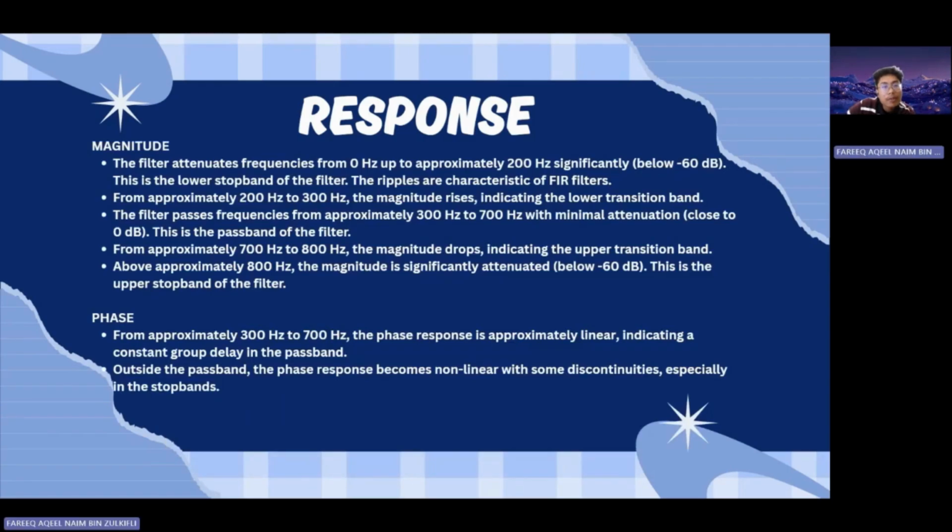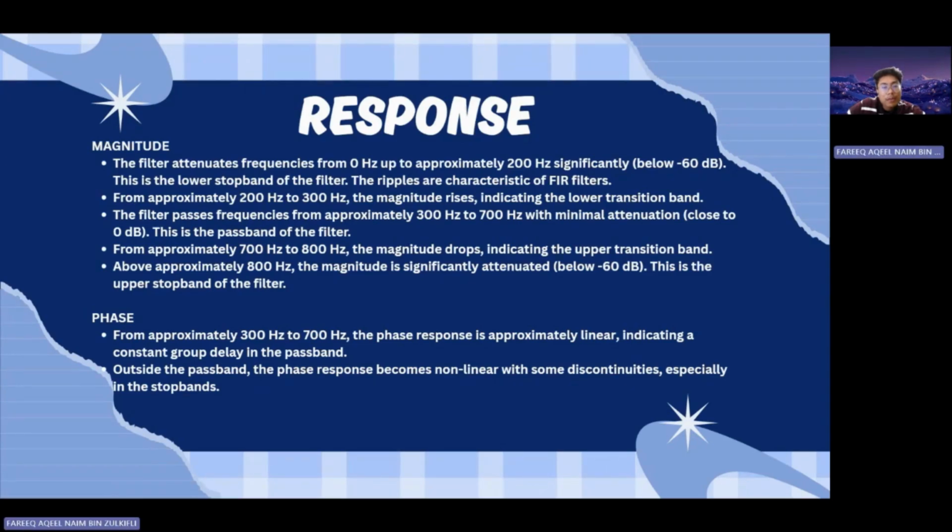For magnitude, the filter attenuates frequency from 0 Hz up to approximately 200 Hz significantly. This is the lower stop band of the filter, with the ripple characteristic of FIR filters. From approximately 200 Hz to 300 Hz, the magnitude rises, indicating the lower transition band. The filter passes frequency from approximately 300 Hz to 700 Hz with minimal attenuation. This is the pass band of the filter.